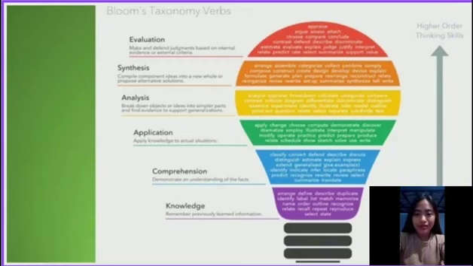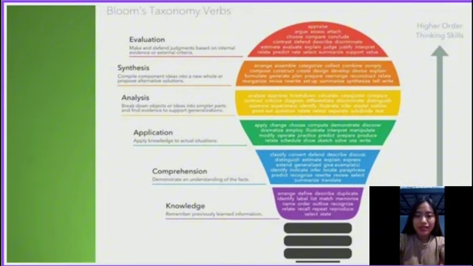Bloom's taxonomy consists of 6 cognitive levels: knowledge, comprehension, application, analysis, synthesis, and evaluation. It emphasizes moving from basic recall and understanding to more complex skills like problem solving, creating new ideas, and making judgments.